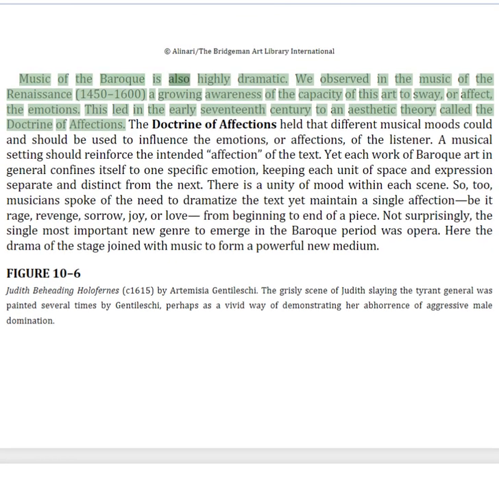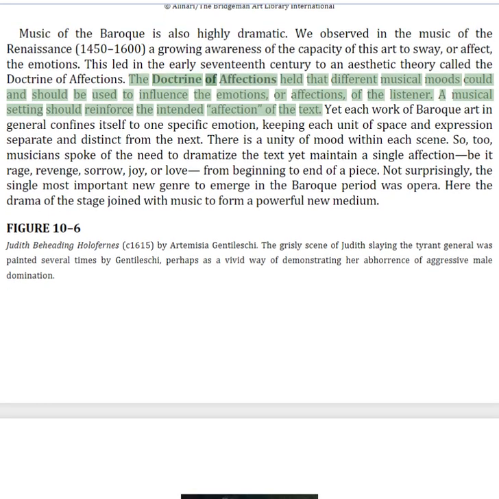Music of the Baroque is also highly dramatic. We observed in the music of the Renaissance a growing awareness of the capacity of this art to sway, or affect, the emotions. This led in the early 17th century to an aesthetic theory called the doctrine of affections. The doctrine of affections held that different musical moods could and should be used to influence the emotions, or affections, of the listener. A musical setting should reinforce the intended affection of the text.